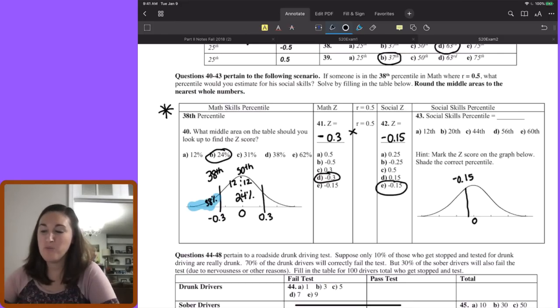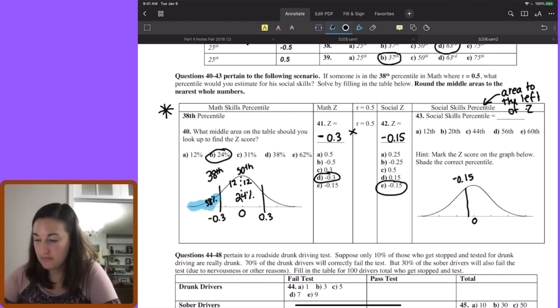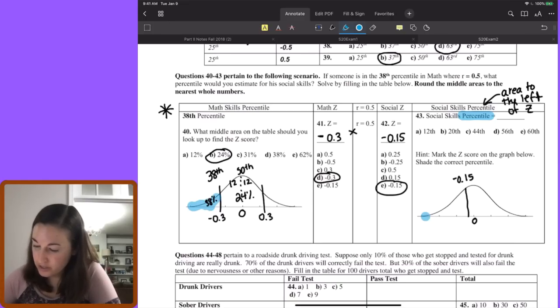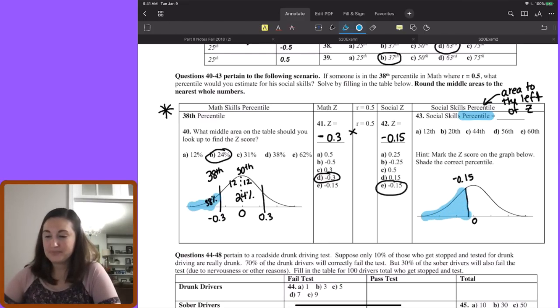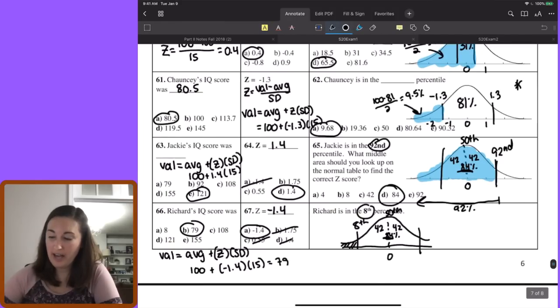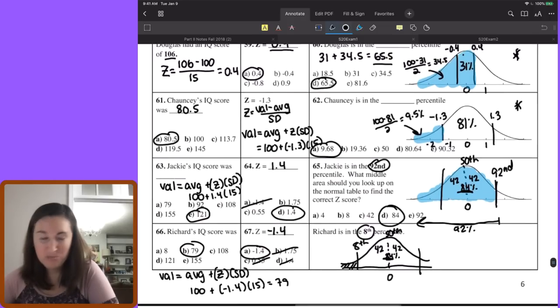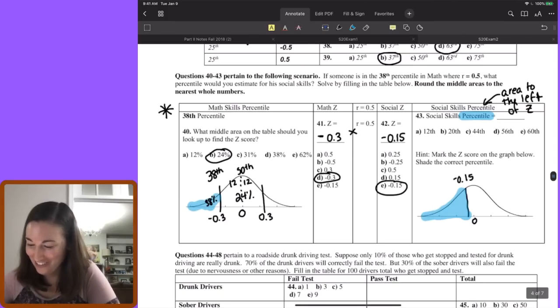Percentile, remember from exam 1, is always the area to the left of z. Area to the left of the z-score. So here's my z-score, -0.15. My percentile is going to be all of this area to the left. And so I can figure that out by saying, oh no, oops. Well, there's percentiles from exam 1. Sorry, you guys, there we go.